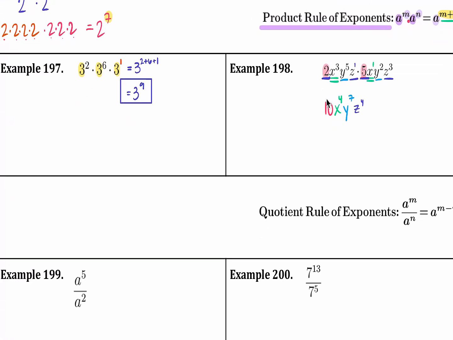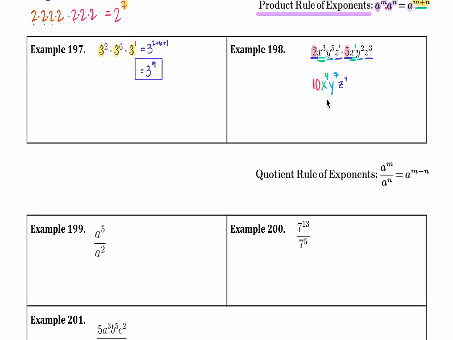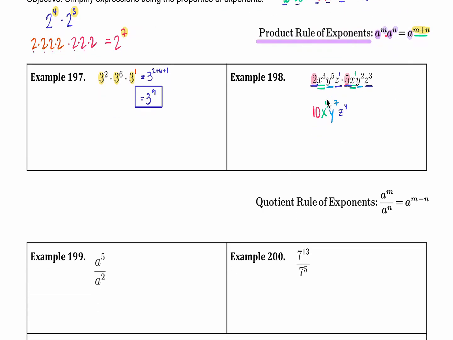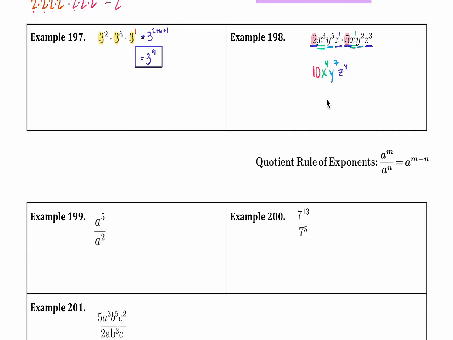Okay, so now let's do kind of the opposite here. We are going to be dividing with exponents, kind of the same way we did up here. I'm going to give you an example really quick. If I have x to the third, actually let's do x to the fourth divided by x to the third.